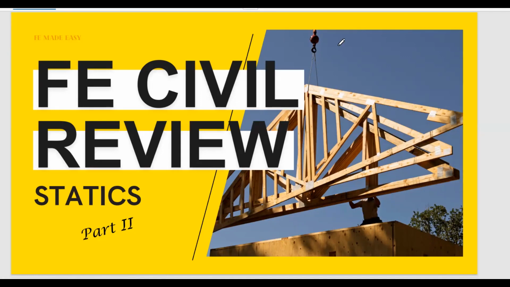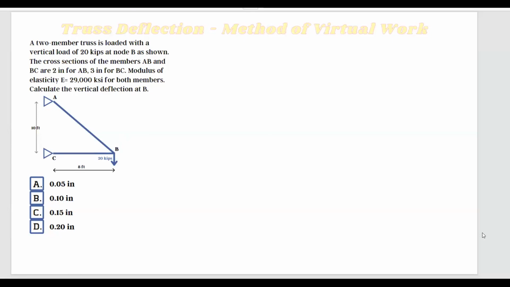Let's get to work. A two-member truss is loaded with a vertical load of 20 kips at node B as shown. The cross sections of the members AB and BC are 2 inches and 3 inches. Modulus of elasticity E equals 29,000 ksi for both members. Calculate the vertical deflection at B.